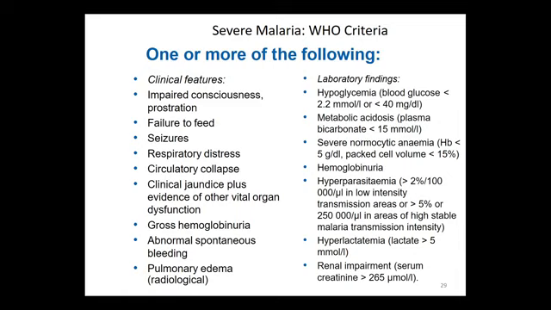Laboratory findings: hypoglycemia, blood glucose less than 2.2 millimole per liter; metabolic acidosis, plasma bicarbonate less than 15 millimole per liter; severe normocytic anemia, hemoglobin less than 5 grams per deciliter, packed cell volume less than 15%; hyperparasitemia more than 2%, 100,000 per microliter in an area of low transmission intensity, or more than 5%, 250,000, in an area of high stable malaria transmission intensity; hyperlactatemia, lactate more than 5 millimole per liter; renal impairment, serum creatinine more than 265 micromole per liter.